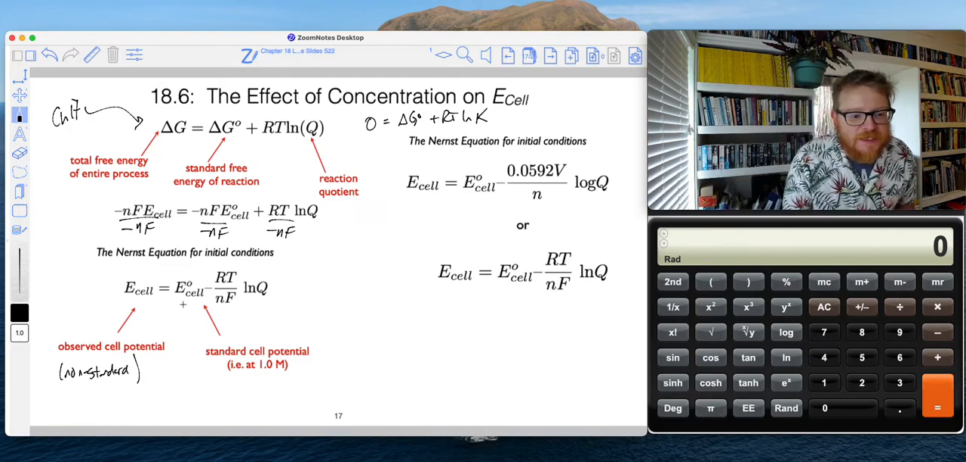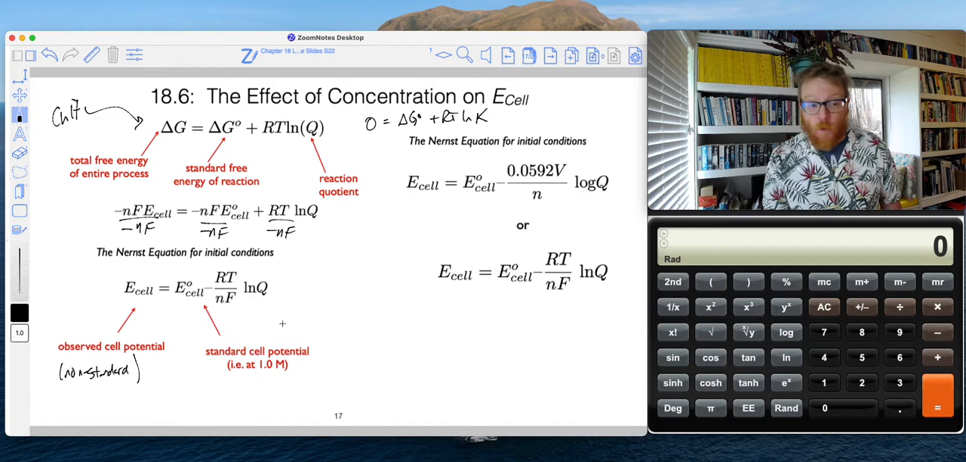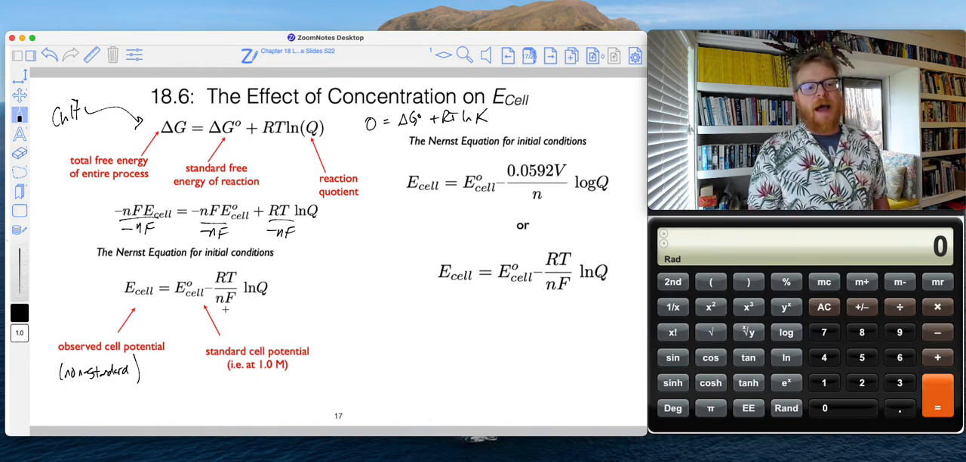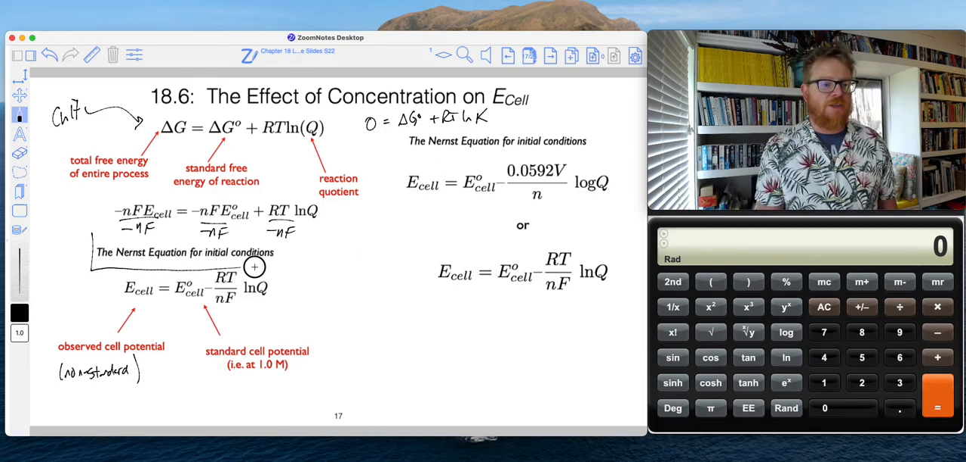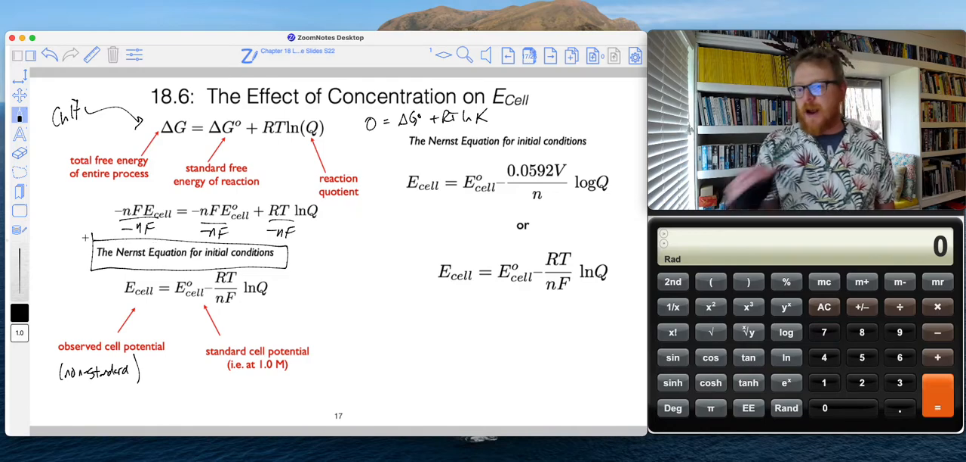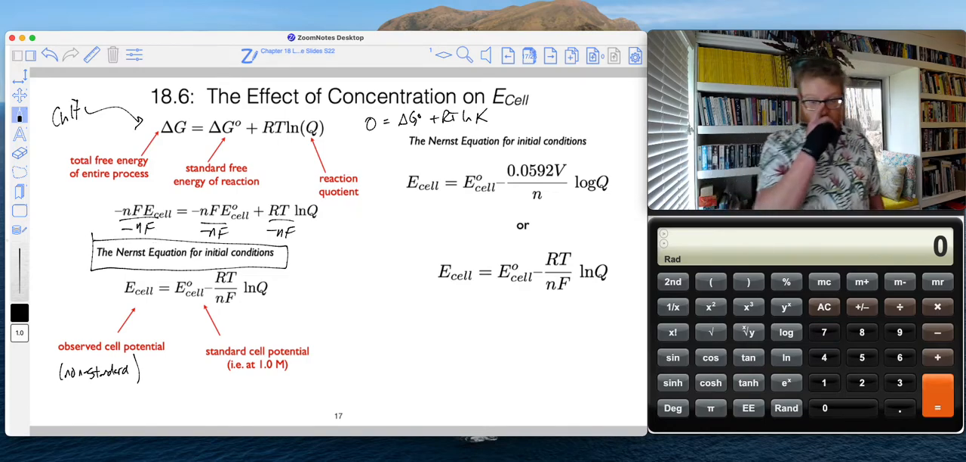And that equals the standard cell potential if it is 1 molar, our standard value, minus the constants R times temperature divided by n, number of moles of electrons, right? Faraday's constant and natural log of Q. Okay, and this is known famously as the Nernst equation. Okay, and I want you to recognize that by name, the Nernst equation.